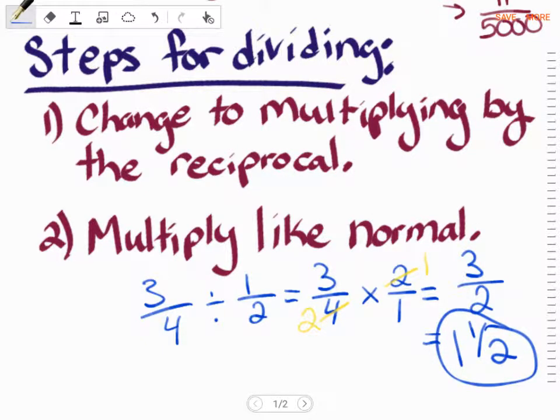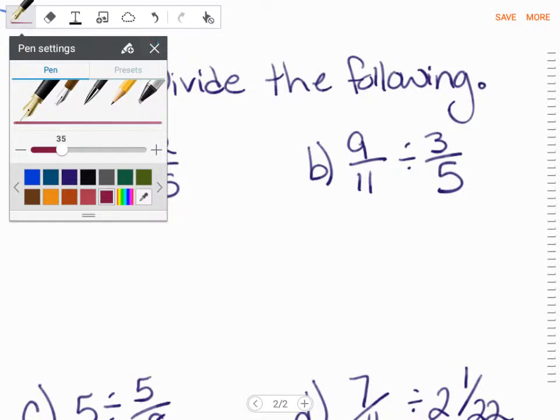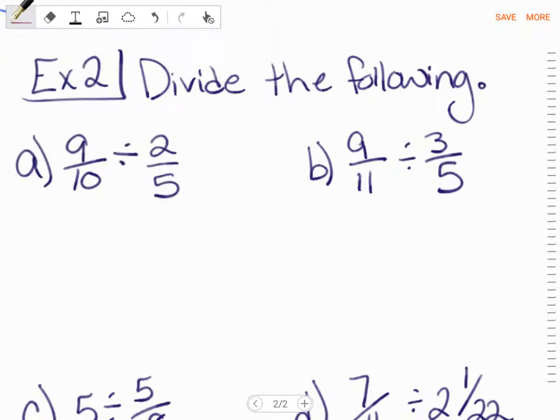On our next page, we're going to talk a little bit more about some more of the division. Here, we're going to divide these different ones, and so we'll do each of these in turn. Let's do letter A. We've got 9/10 divided by 2/5. In order to do this, my first step is to change this division problem into multiplying the first fraction by the reciprocal of the second. So I'll multiply it by 5/2. All I did was turn that second fraction upside down.